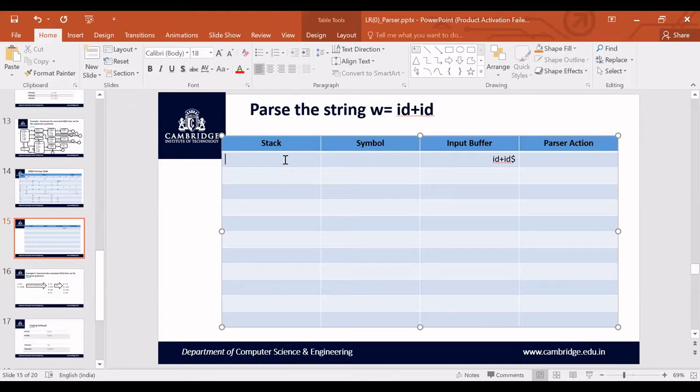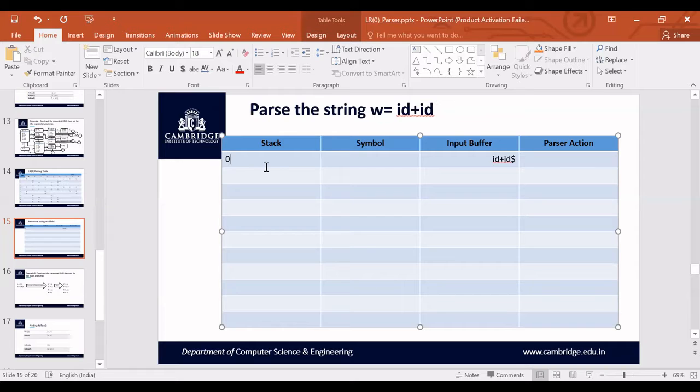So initially, what is the first state that is present? The first state is 0. And what is the input string? The given input string is id plus id, and it ends with the dollar. Dollar indicates that it is an empty input buffer. There are no more symbols in the input buffer.